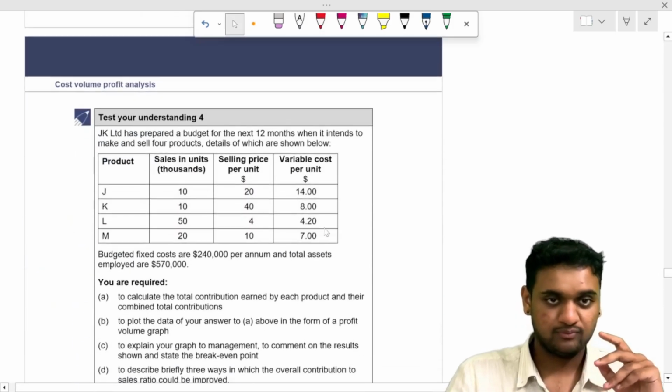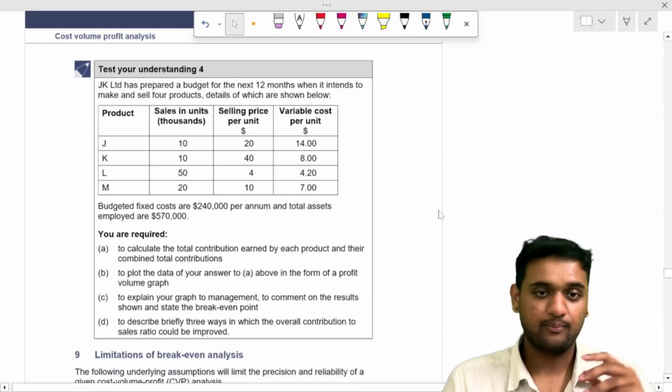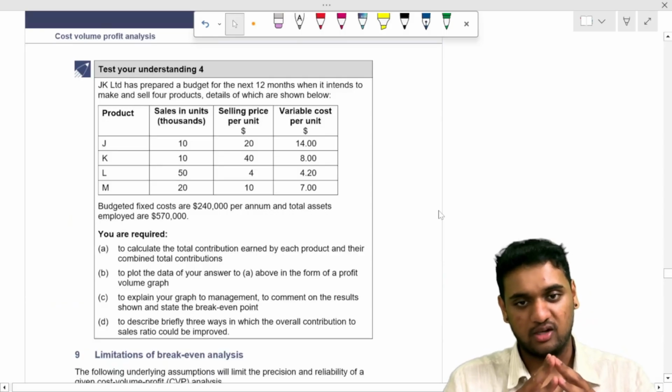Okay, come below. Come to tested understanding question number 4.